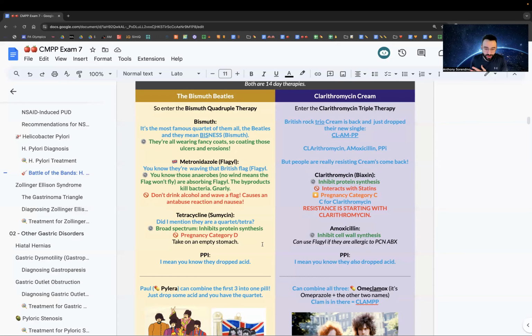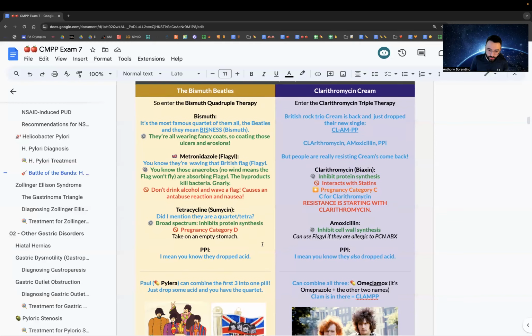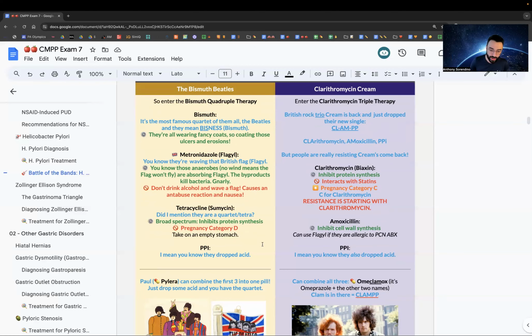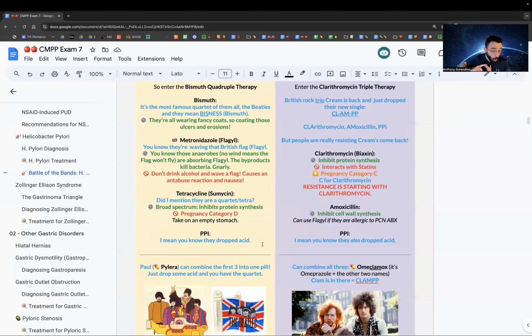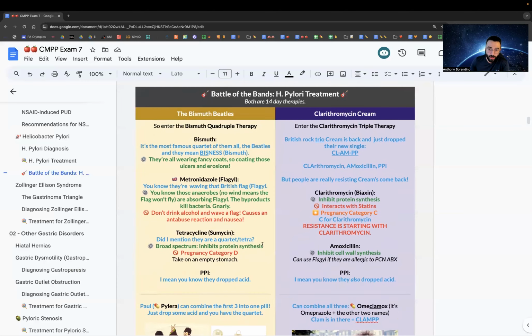You can start waving the flag on this side too, because Cream was a British band as well. All right, but amoxicillin is your go-to. And then again, throw in a PPI. If you want to combine all three of these, it's called Omeclamox. So clam is right in there. If you think of this clam mnemonic, Omeclamox just combines omeprazole, cla for clarithromycin, and mox for amoxicillin. So it's literally combining all the names with the PPI omeprazole.